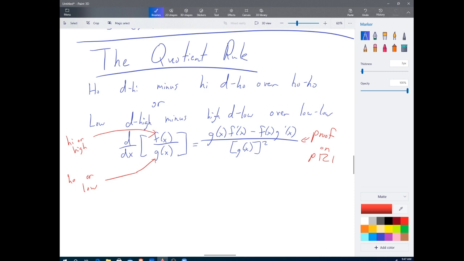So again, you might choose to say this as low d high minus high d low over low low. But I am going to bring up that the way I learned it first, and we usually just kind of stick with what we learned first, it was ho d high minus high d ho over ho ho. Again, kind of reminds me more of Santa Claus.